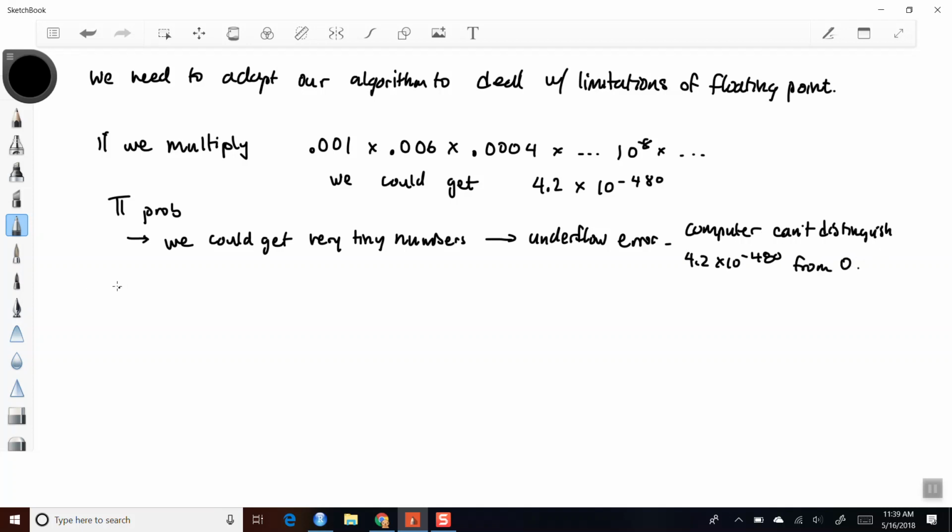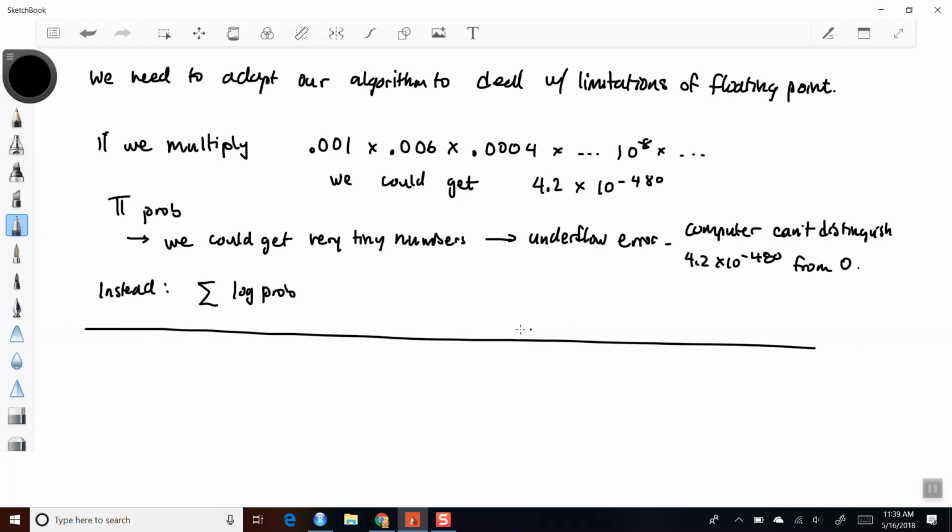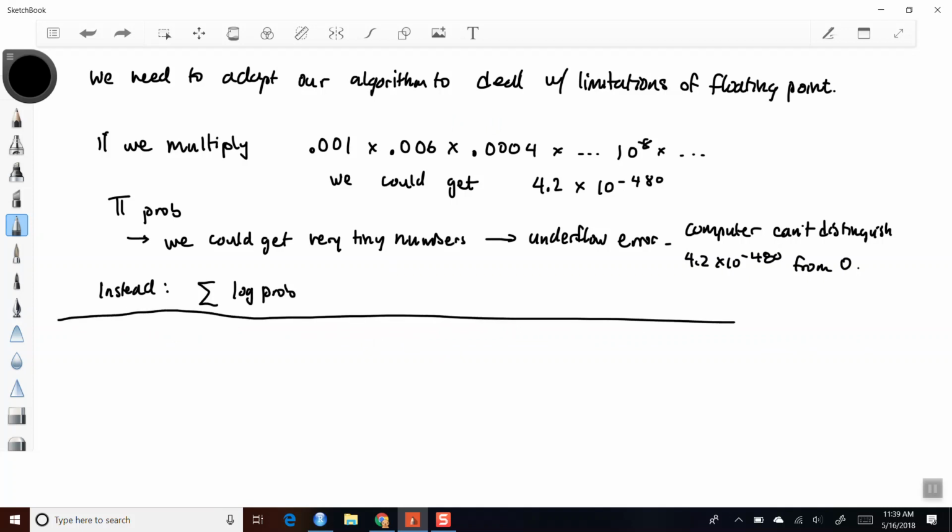So what we'll do instead is deal with log probabilities, and our product will become a sum, a sum of log probabilities. We'll take the log of each value and add them up, and we'll just get a very negative number rather than a number close to zero.